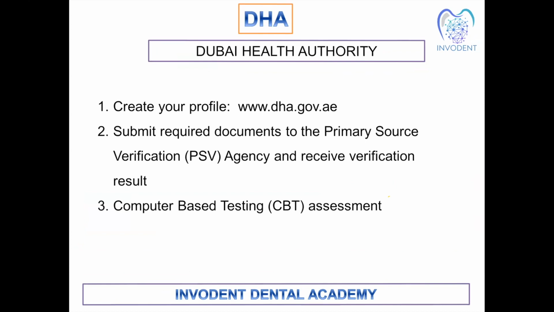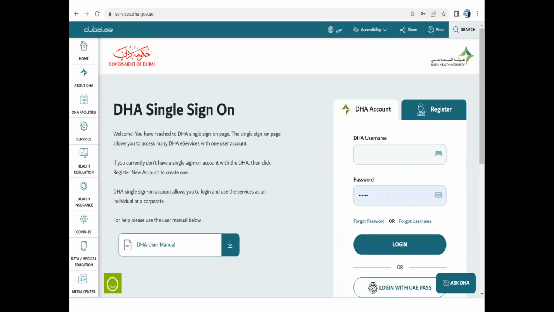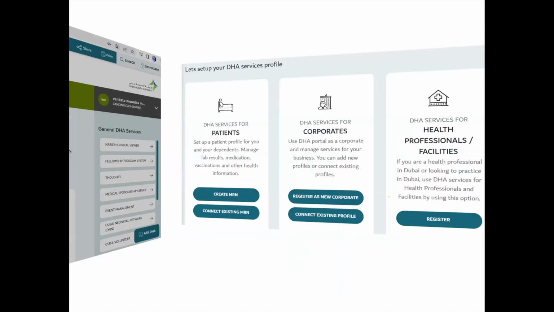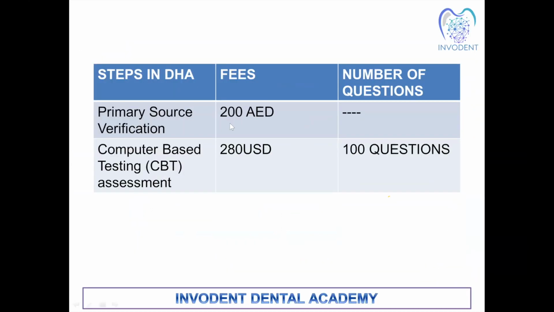This is how your DHA website will look. Go to health professionals and book your slot for certificate verification, followed by your written exam. Once you clear the written exam, you are all set to get the license. So for certificate verification, they will charge you 200 AED, and for computer-based assessment or testing, they will charge you 280 USD. In the DHA exam, you have 100 questions to solve.